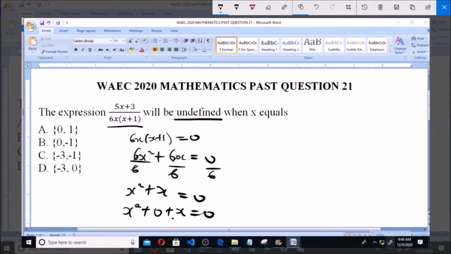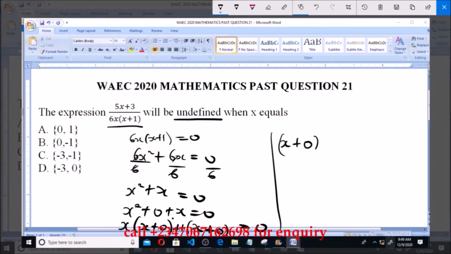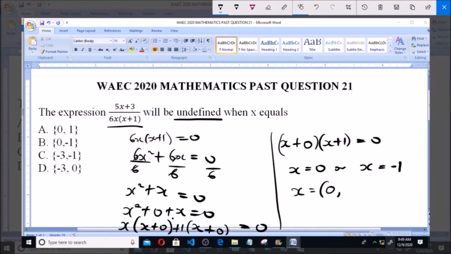So factorizing this, we'll have x into x plus 0, then plus 1 into x plus 0 is equal to 0. So from here we can now see that x plus 0 in brackets into x plus 1 is equal to 0. So therefore x is equal to 0, or x is equal to minus 1. And if you look at it, that means x is equal to 0 comma minus 1, and that is option B. X is equal to 0 or minus 1.